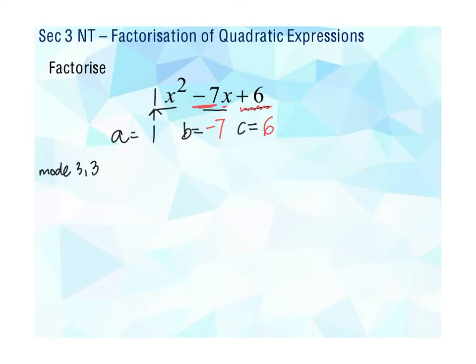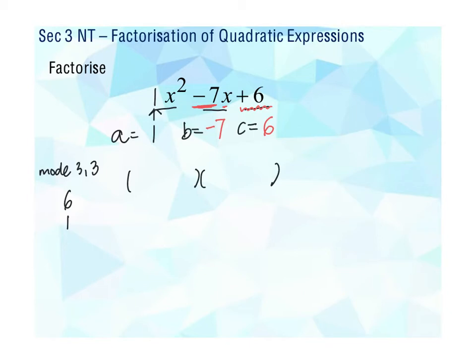Okay, what do we get? Mode 33, I will have a is 1, b is negative 7, c is 6. So the calculator shows me that x equals 6. The other one is x equals 1. But if that is the case, we are going to have two brackets.